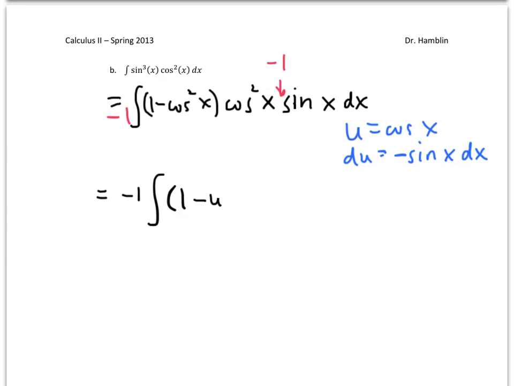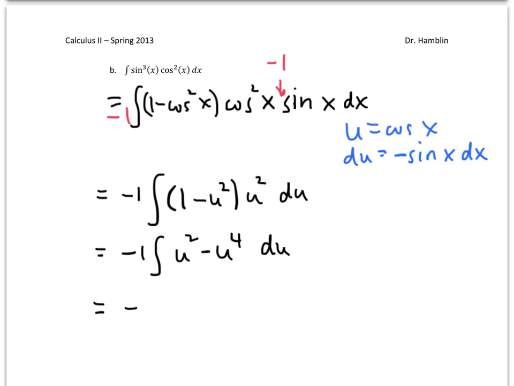U was cosine of x, so this is 1 minus u squared times u squared. And then all this business here, the minus 1 times the sine of x dx, that's my du. So if I multiply that out, I get negative 1 times u squared minus u to the 4th du. Now I can take my antiderivative, so I get negative u cubed over 3, minus a minus is a plus, u to the 5th over 5, plus c.